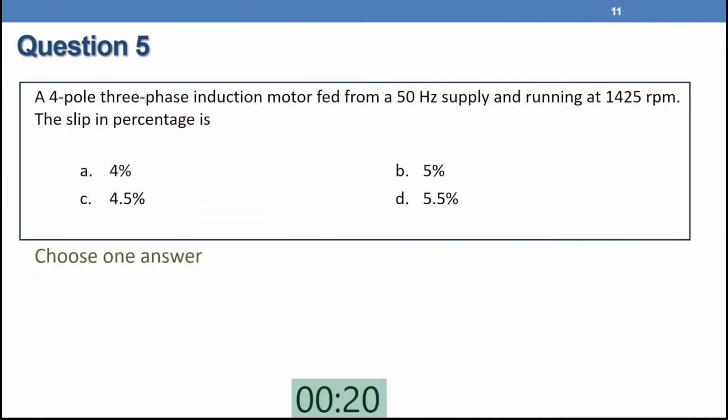Question number 5. A 4-pole three-phase induction motor fed from a 50 Hz supply and running at 1425 RPM. The slip percentage is A. 4%, B. 5%, C. 4.5%, D. 5.5%. Time starts now.